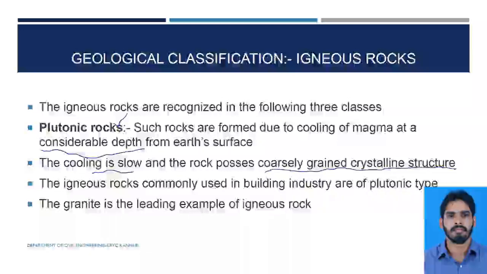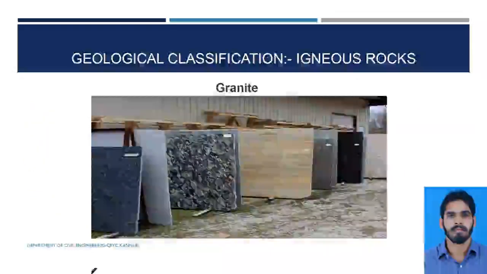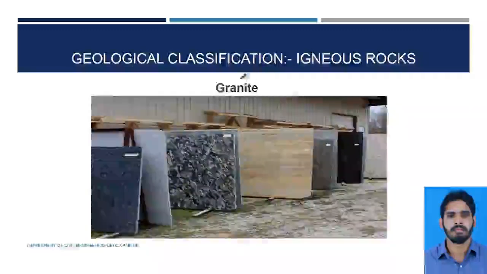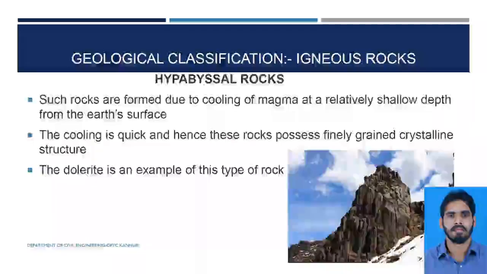The igneous rocks commonly used in building industry are of plutonic types. I told you coarsely grained means the size will be high. So igneous rocks commonly used in building industry are of plutonic type. Granite is the leading example of igneous rock. It's also a plutonic rock. Okay, granite is a type of plutonic rock, that is an igneous rock. This is shown in the figure. We have already discussed all those things.